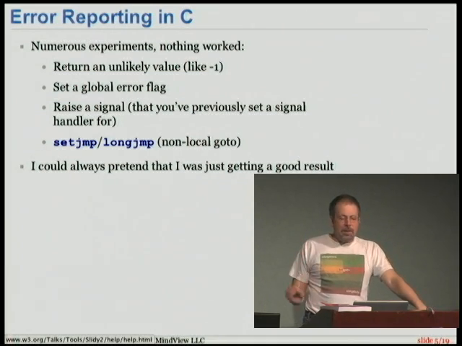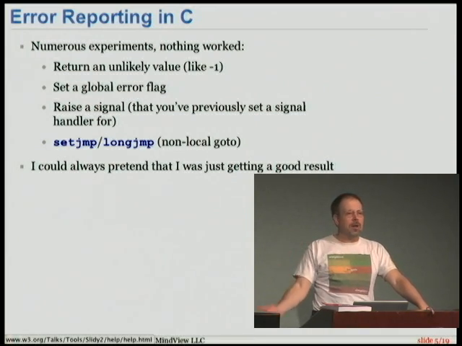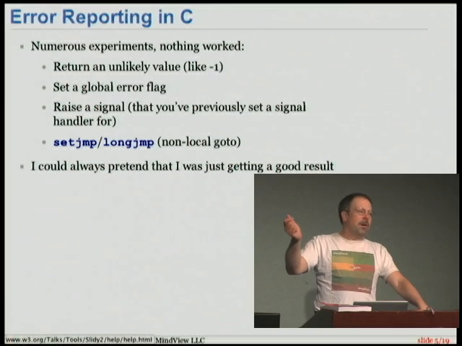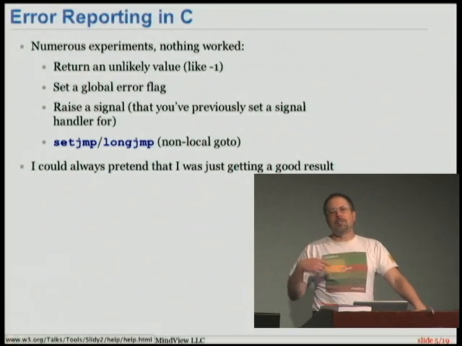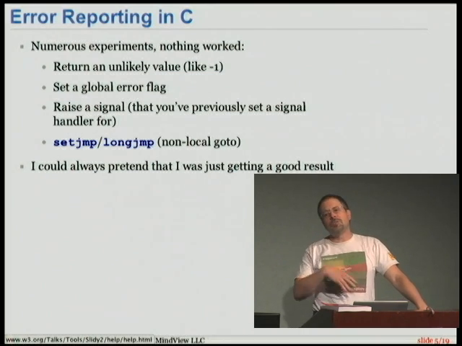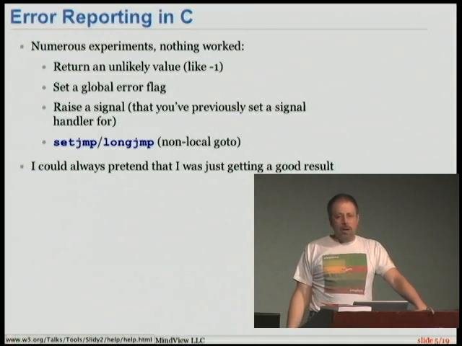In C, they tried a bunch of different experiments, and nothing really worked. Initially, it was just, let's return an unlikely value. So if you're expecting a positive value, we'll return -1. They tried setting a global error flag. So if another function sets a global error flag, you have to make sure you check it before you call any other functions, or anybody else calls any other functions. That didn't work so well.